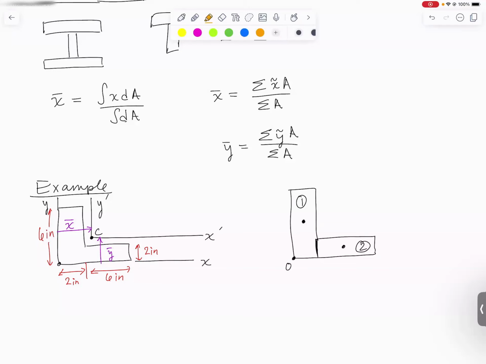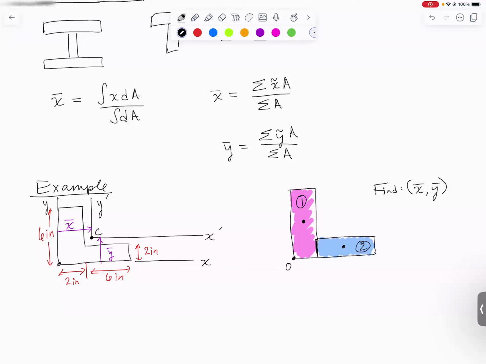I like to color code these too, partly because colors make it fun. We'll make this one the pink rectangle, and we'll make this one down here the blue rectangle. We're asked to find x bar and y bar, the coordinate location of the centroid, both the x and the y coordinate.